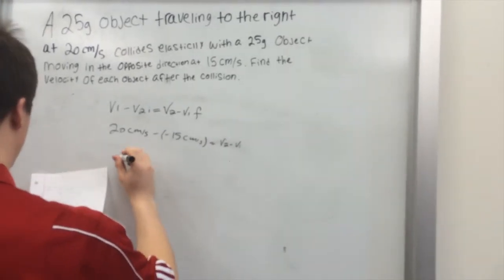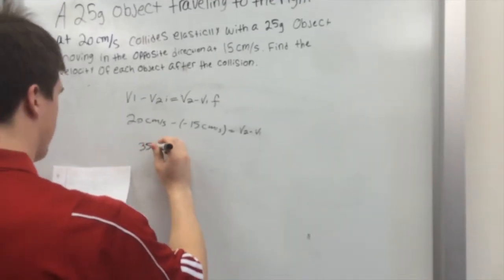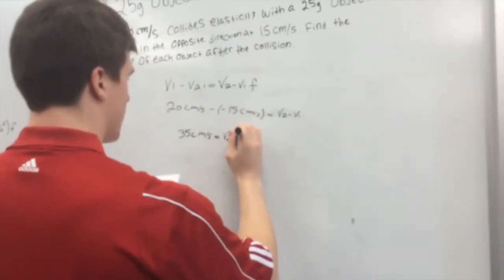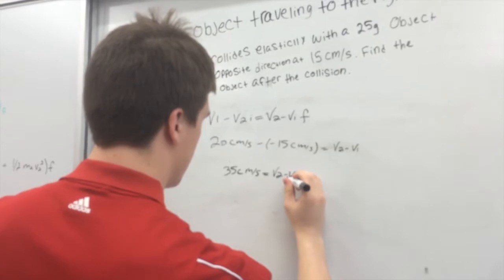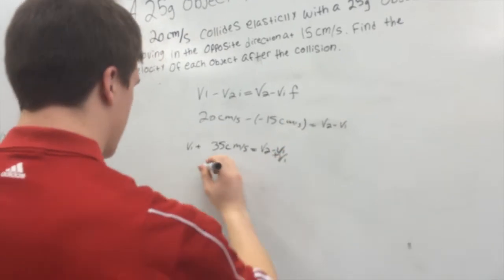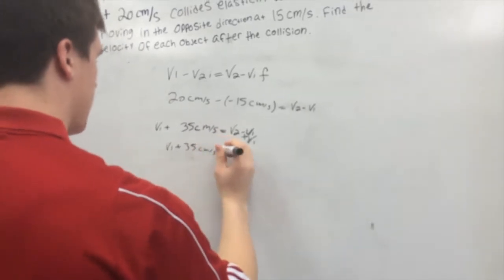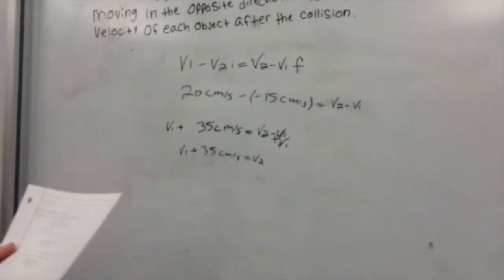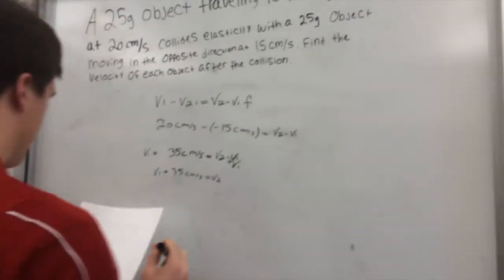So that comes out to 35 centimeters per second equals V2 minus V1. And you can bring over the V1 to eliminate the negative, so plus V1, and these will cancel out. So V1 plus 35 centimeters per second equals V2. And now that you have V2, you can plug it back into a different equation.